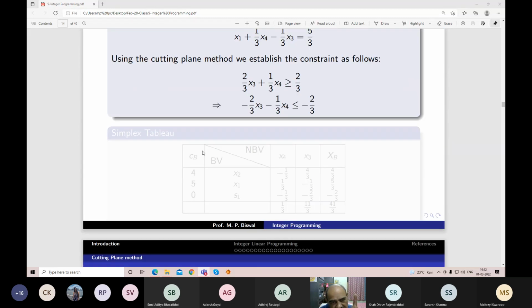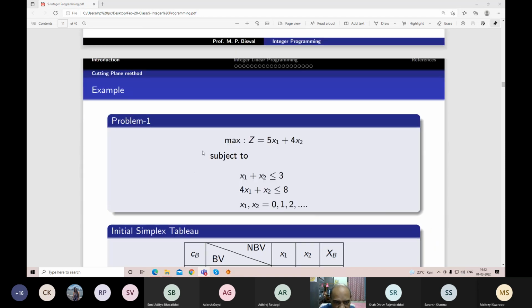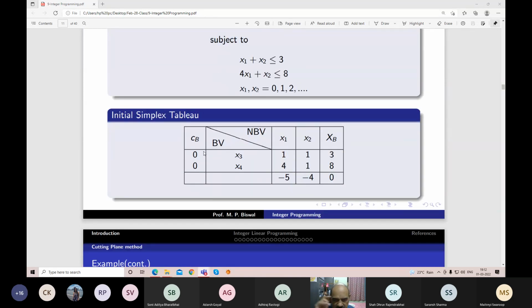So we have to reach the answer. Now you can verify. Let us see whether we are moving in the proper step or not. This is the problem. This is the initial simplex table, you check. And I am using the condensed form of the simplex table, not extended. Basic variables, non-basic variables. The x3, x4 are the slack variables. x1 plus x2 plus x3 equal to 3, 4x1 plus x2 plus x4 equal to 8.